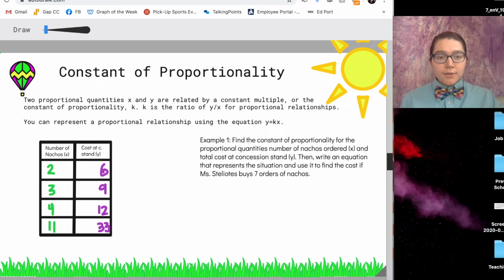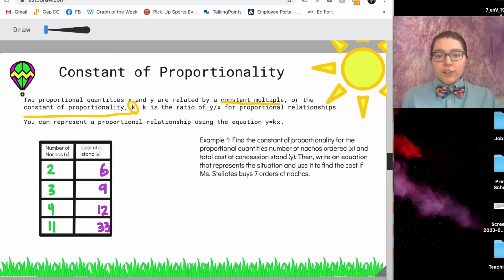Hello everyone. So today we're going to be talking about the constant of proportionality, going along with what we did recently with proportional relationships. So in every proportional relationship, we can find the constant of proportionality. As we see here in this definition, two proportional quantities, x and y, are related by a common multiple, right? A number we multiply x by to get y, or the constant of proportionality. That's another word for it, which we're going to call k.